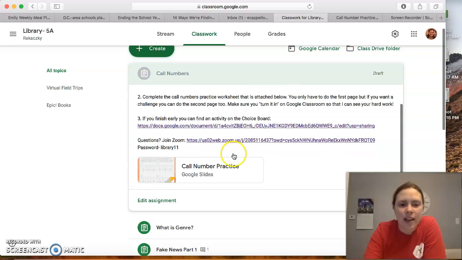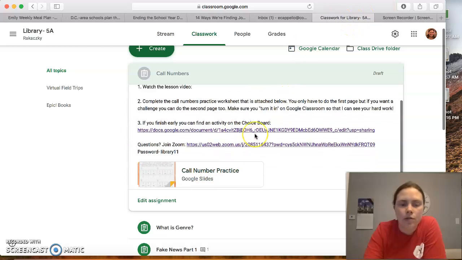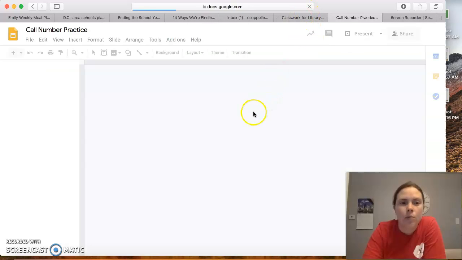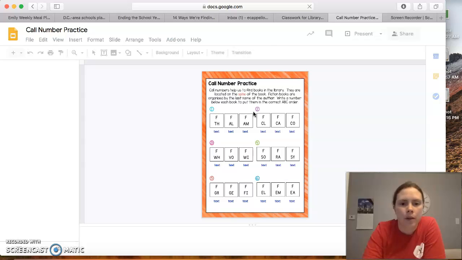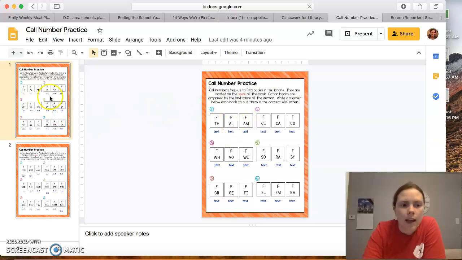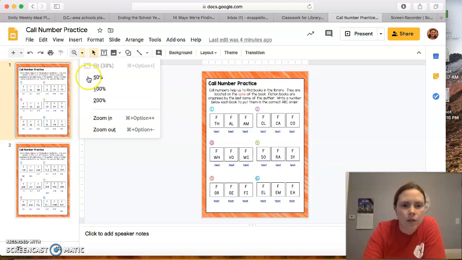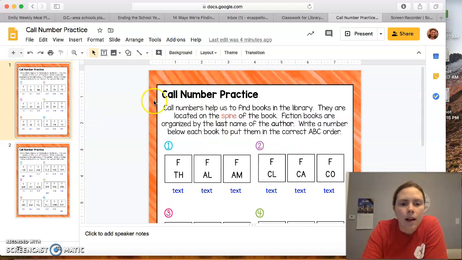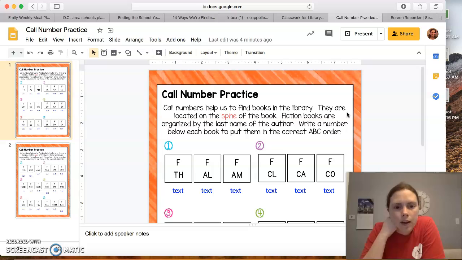So we are going to look at the assignment. If you scroll down on your assignment today, you'll see call number practice, and this will make a copy for you, so you don't need to worry about anything like that. And let's just look at the first sheet for now. So remember, I'm going to zoom in. That will help me. Let's read the top. Call numbers help us to find books in the library. They are located on the spine of the book. Fiction books are organized by the last name of the author. Write a number below each book to put them in the correct ABC order.